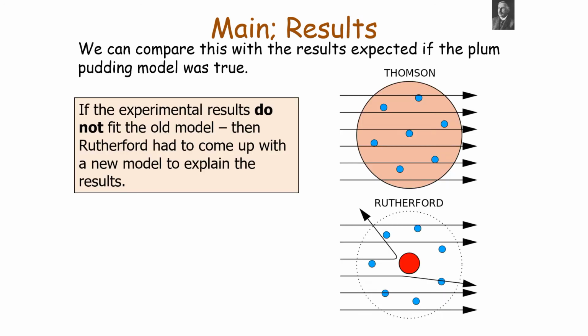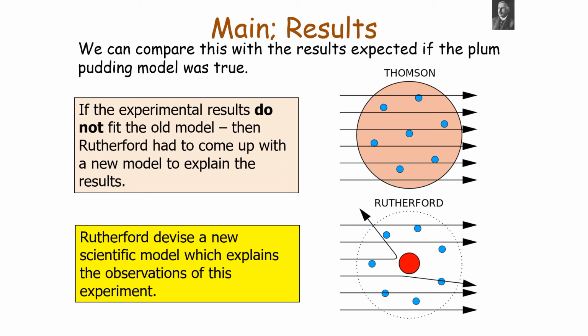Now, this was important because we compared the results to those expected if the Plum pudding model was true. Now, if the experimental results do not fit the old model, then Rutherford had to come up with a new model to explain the results. So Rutherford devised a new scientific model which explains the observations of the experiment.